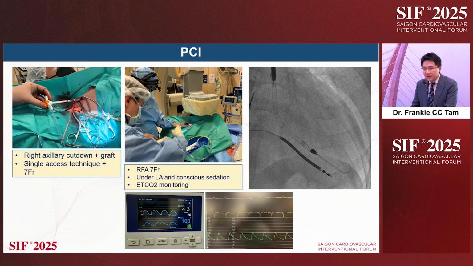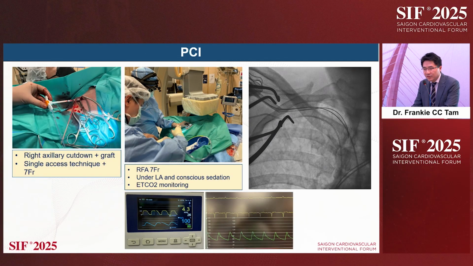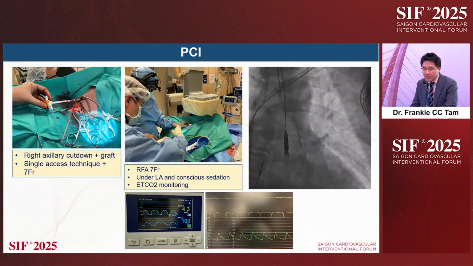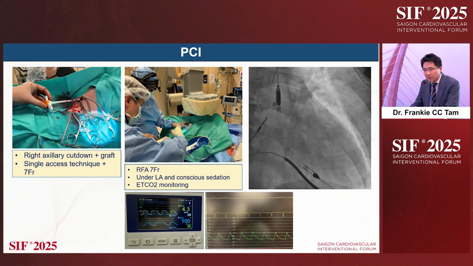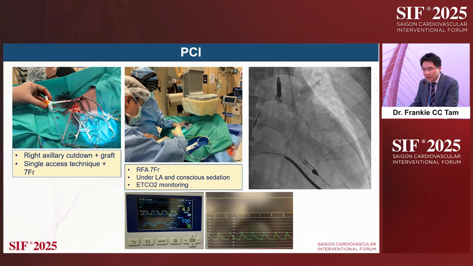For this patient, we asked the surgeon to help us do an X-ray cutdown at the graft, and then we used a single access technique from the axillary artery. So we put an impeller through the right axillary, with the single access technique from the right axillary as one access. We also have a femoral 7-French access to do the bilateral injection. The whole procedure was performed under local anesthesia, under conscious sedation with end-tidal CO2 monitoring.